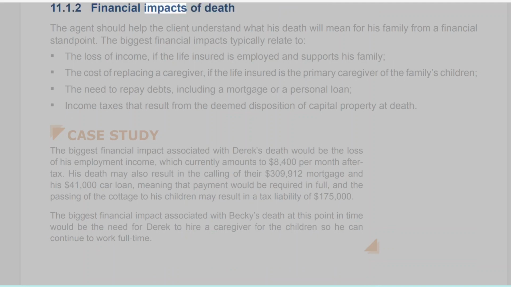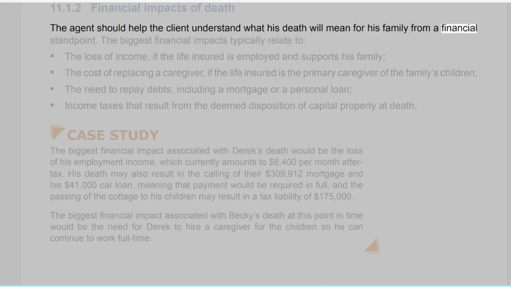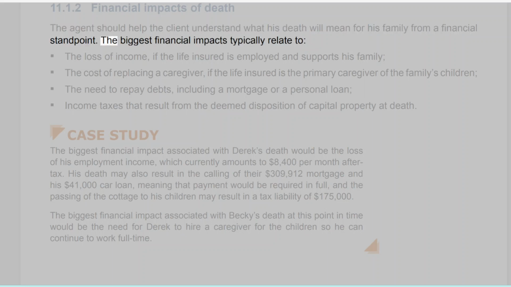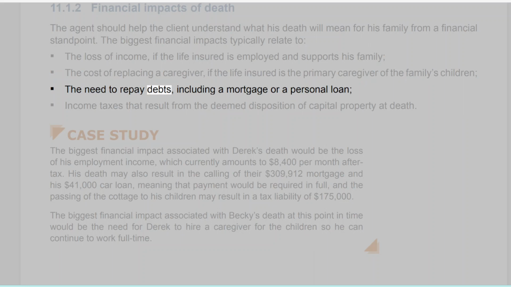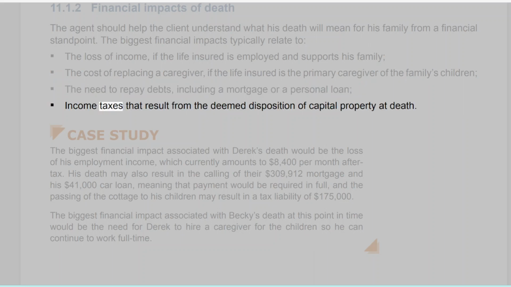1.1.2 Financial impacts of death. The agent should help the client understand what his death will mean for his family from a financial standpoint. The biggest financial impacts typically relate to the loss of income, if the life insured is employed and supports his family, the cost of replacing a caregiver, if the life insured is the primary caregiver of the family's children, the need to repay debts, including a mortgage or a personal loan, income taxes that result from the deemed disposition of capital property at death.